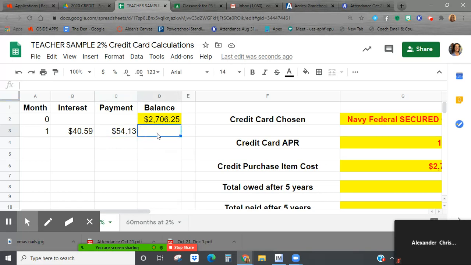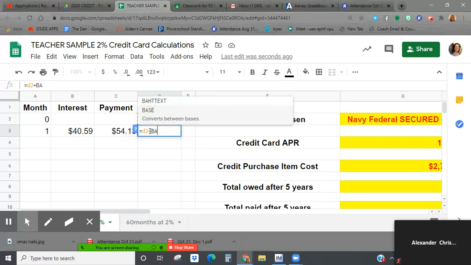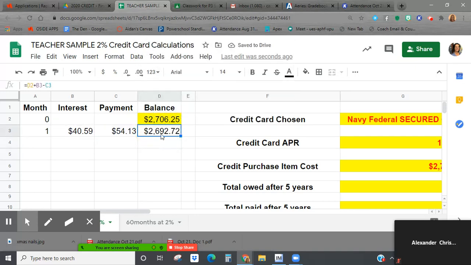Finally, I want to calculate my new balance after I made a payment in the first month. So I need to take my balance, I need to add the interest charge, and I need to subtract the payment to find my new balance. So here I go, type in this formula, equals D2 plus B3 minus C3. And your balance is going to be different than mine because you had a different starting balance and a different rate. So D2 plus B3 minus C3, can you please double check that you have this formula in your cell D3.